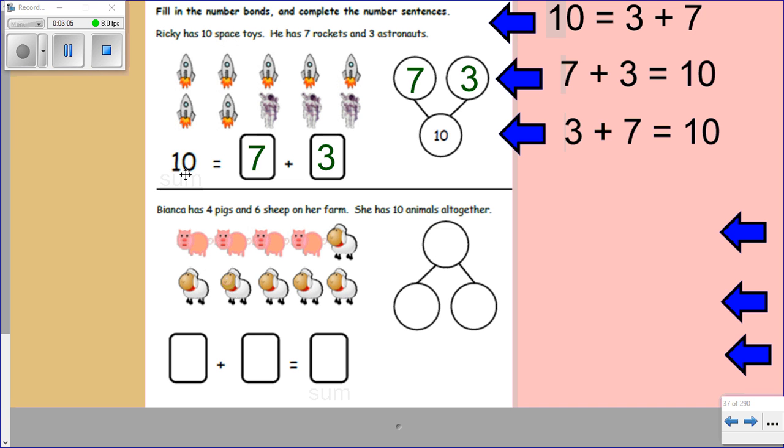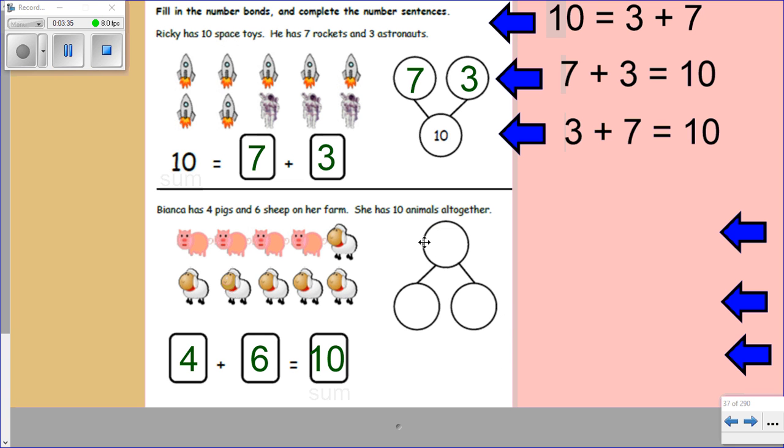So the whole amount came at the beginning. But this equation is showing the equal sign near the end. So the whole amount or the sum would come at the end. And the parts would each go where the plus sign is. So there are 4 pigs and 6 sheep. And the sum is 10. 4 plus 6 equals 10.